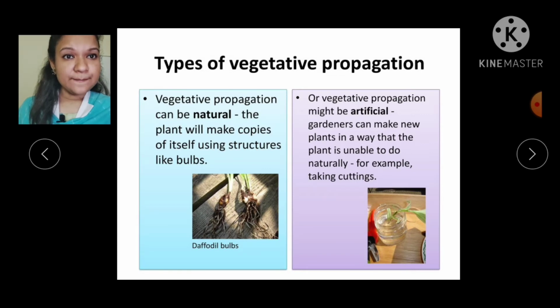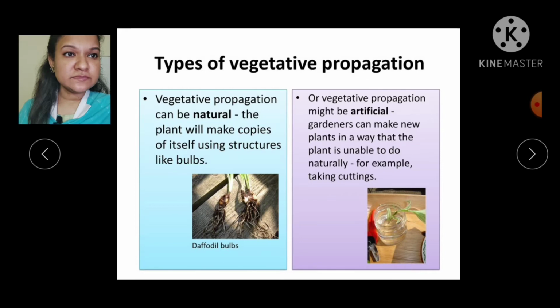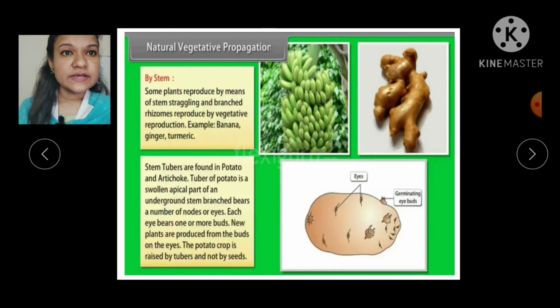Natural: the plant will make copies of itself using structures like bulbs. There you can see this is the picture of daffodil bulbs. And this is vegetative propagation. It might be artificial. Gardeners can make new plants in a way the plant is unable to do naturally, for example, taking cuttings.